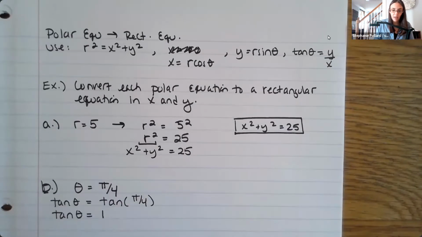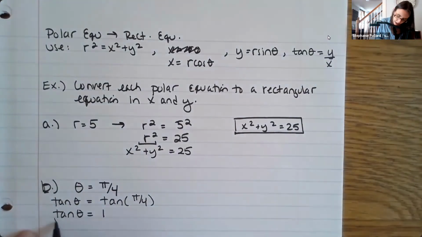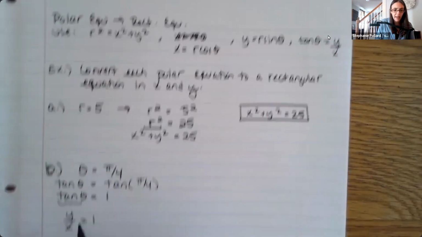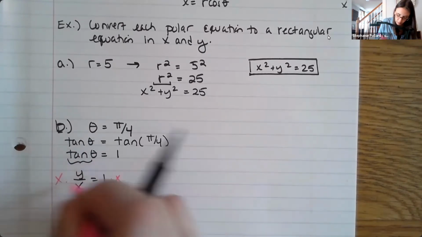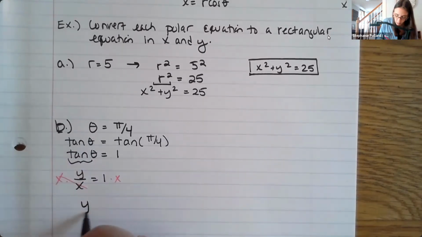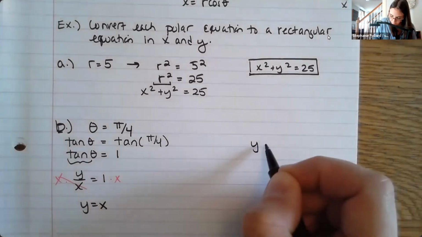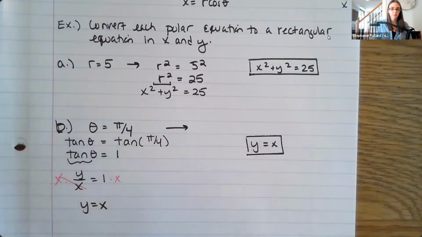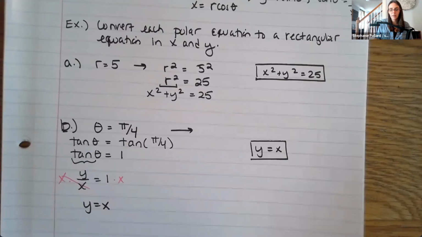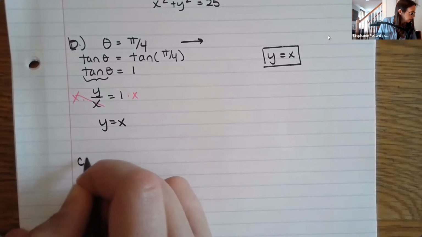And then now you see that you have that tangent theta, and I can go ahead and use the right side. So this becomes y over x equals 1. I can multiply by x on both sides here, and I get y equals x as my final equation. So like I said, these ones are a little bit harder. I feel like they're much more puzzle-like, where you kind of have to look at the different options and see which one is going to fit best.